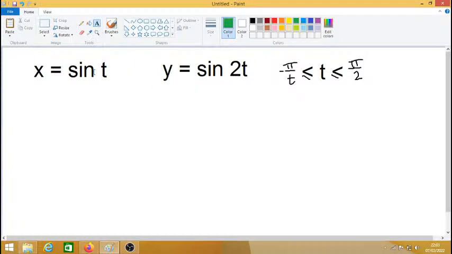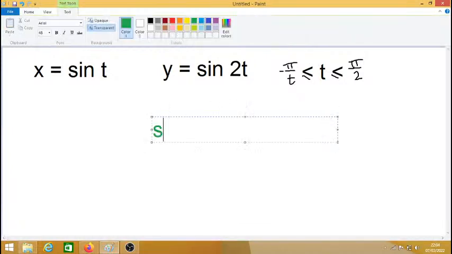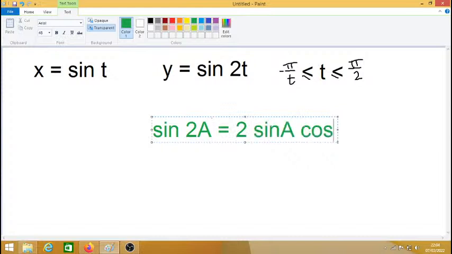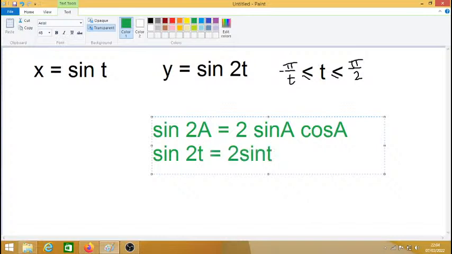The problem is that we have a sine t, but we don't have a cos t. Instead of having cos t, we've got sine 2t. So first thing is remember the sine 2a identity. Sine 2a is equal to 2 sine a cos a. So if I replace the a with t, sine 2t can be written as 2 sine t cos t.